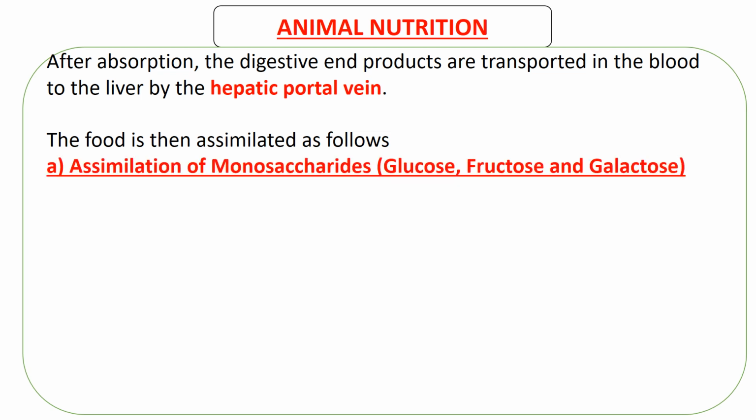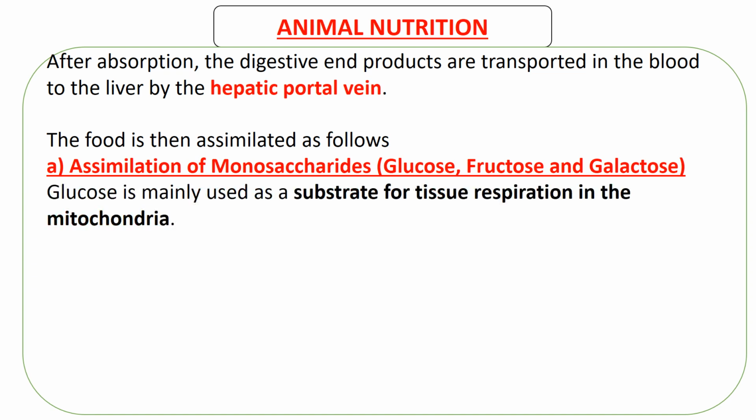So we start with monosaccharides, which are glucose, fructose, and galactose. So glucose is mainly used as a substrate for tissue respiration in the mitochondria. A substrate is something that's going to be used up to form products. So in the mitochondria, remember, it's the powerhouse of the cell. That's where energy is made. Okay, so how is that energy made? It is made from glucose. Glucose is broken to make energy.